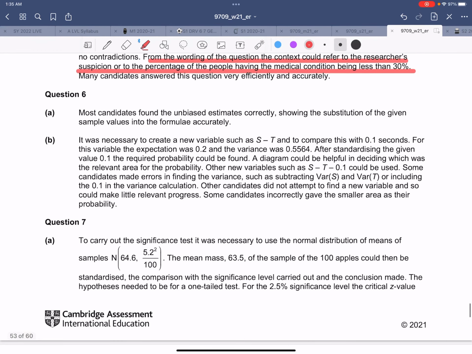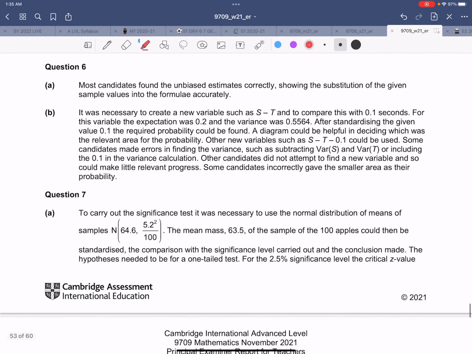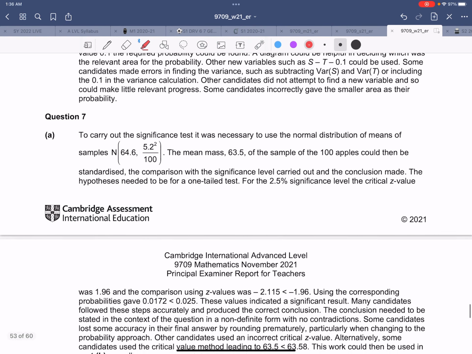Question number 6. Most candidates found the unbiased estimates correctly, showing the substitution. It was necessary to create a new variable such as S minus T and then compare with 0.1 second, and the rest is nothing else. Question number 7.